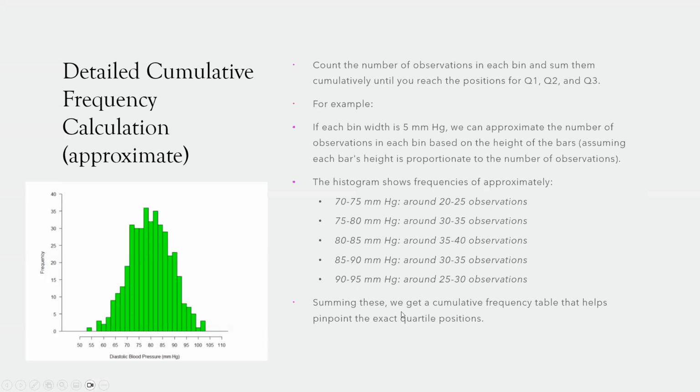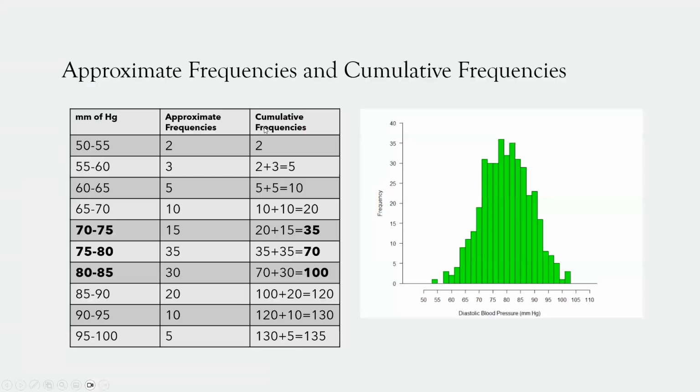So we sum these and we will get the cumulative frequency table that helps pinpoint the exact quartile positions. This is the cumulative frequency. Here we can see the approximate frequencies. And then by adding those, we will get the cumulative frequency. Like say, for instance, 50 to 55, we have only 2. Then 55 to 60, only 3. But the cumulative frequency here will be 5. So in the same manner, we will be adding it up.